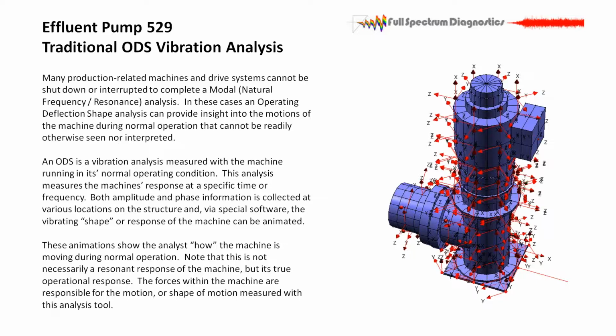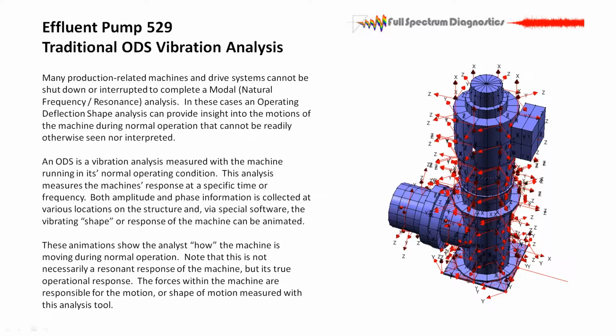The ODS, or the traditional ODS vibration analysis, is taking a transducer and walking it around, and you can see all my spots that are lit up. This is about 150 locations on this pump, and it's a triaxial accelerometer, so there's 3 directions of motion in each measurement.